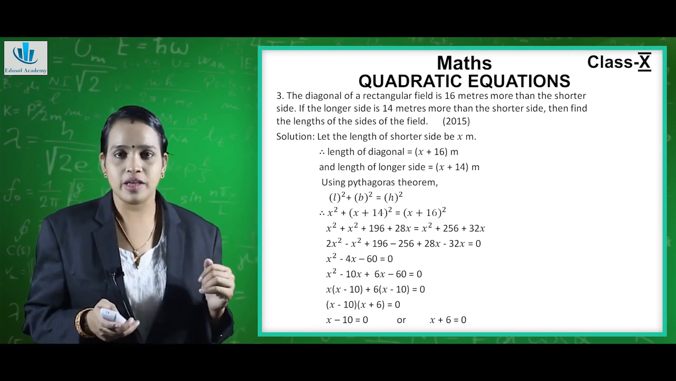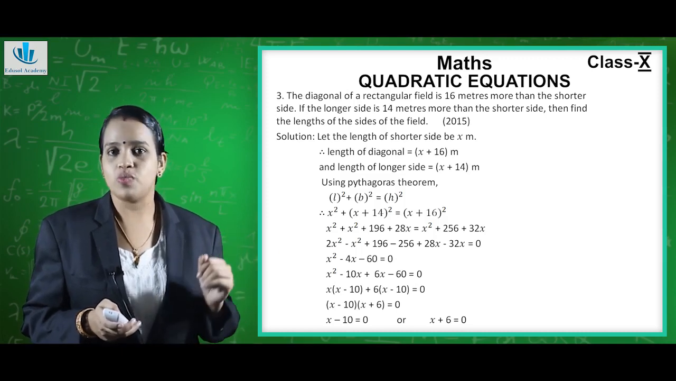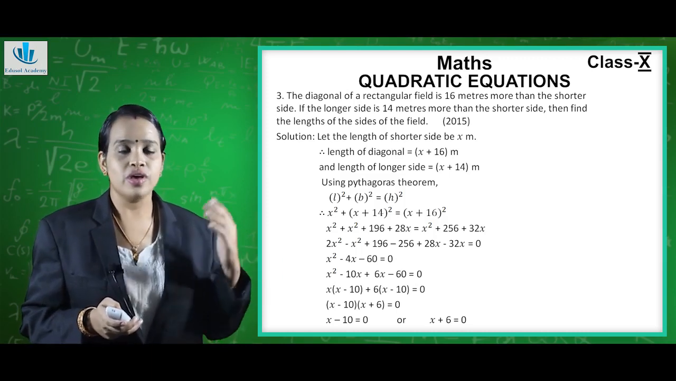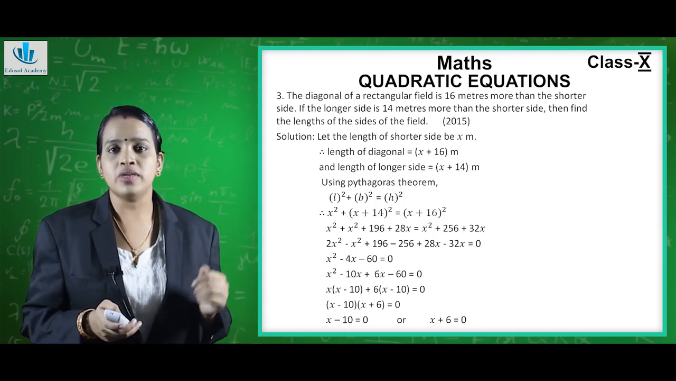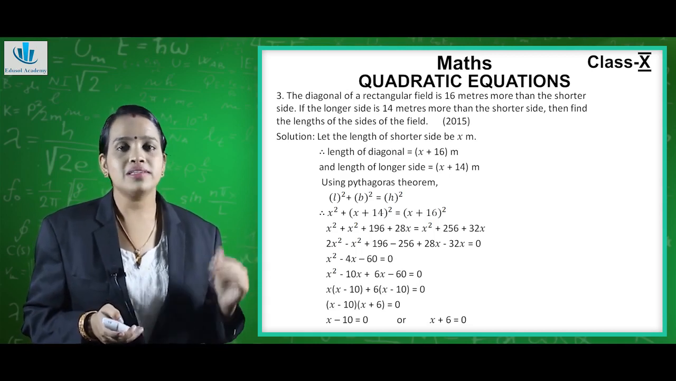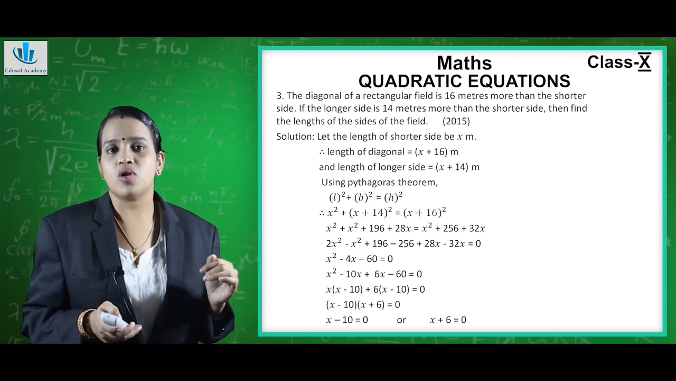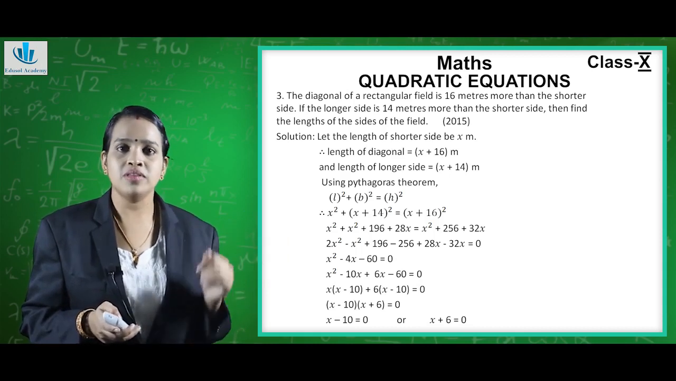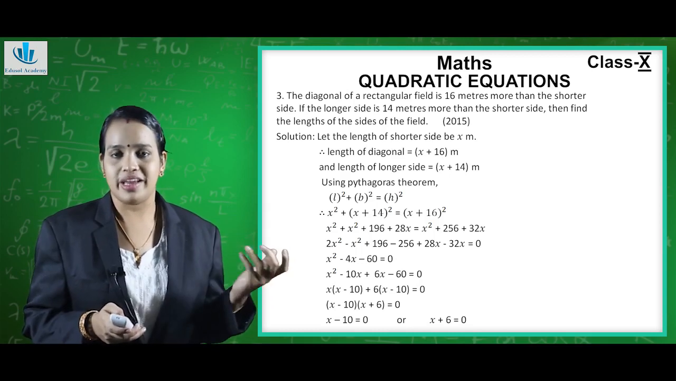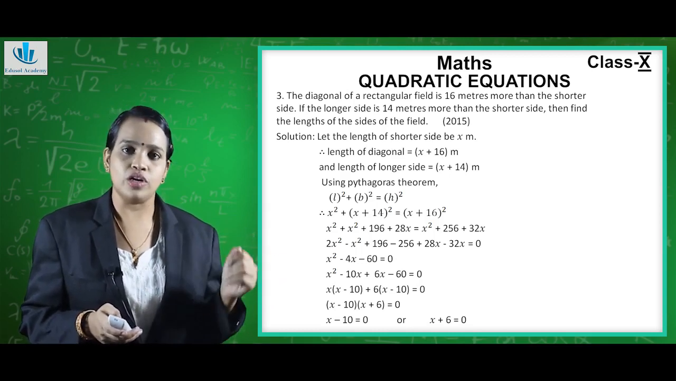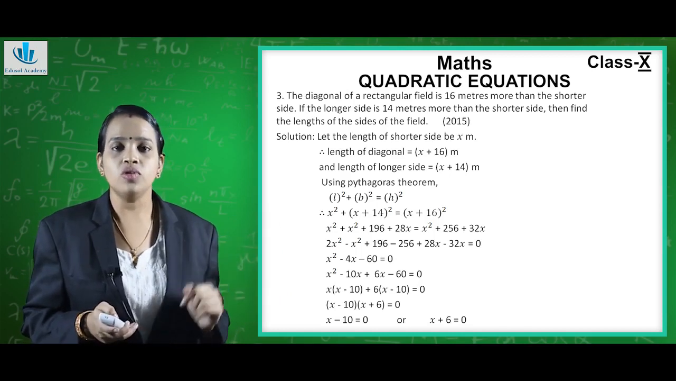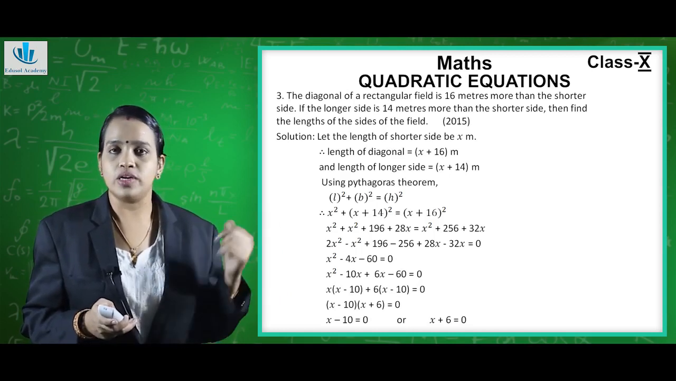Now here we can split the middle term. So x raised to 2 minus 10x plus 6x minus 60 equal to 0. Here we can take x common. So it becomes x into what remains, x minus 10, plus here we can take 6 as common. So 6 into what remains, x minus 10, equal to 0. So we can write it as x minus 10 into x plus 6 equal to 0. So we can separate it. So x minus 10 equal to 0 or x plus 6 is equal to 0.